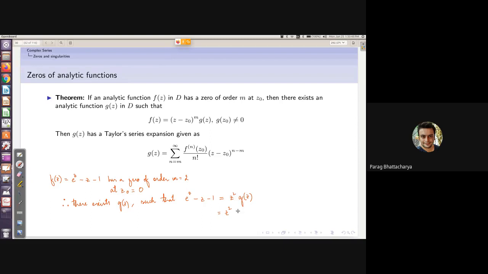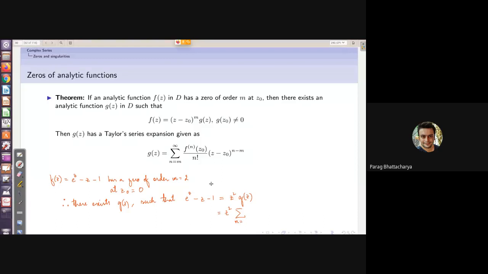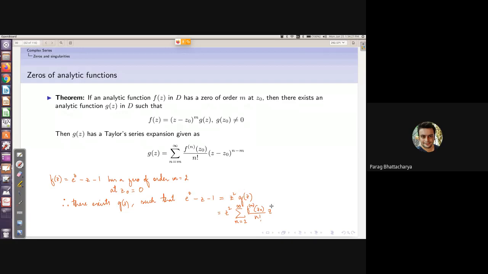Summation, this n, where will it start from? n starts from m. And what is m here? m is 2, so starting n equals 2 all the way till infinity. And then we have f nth derivative at z naught divided by n factorial into z minus z naught. z minus z naught is nothing but z itself. In this case, z minus z naught is z, and n minus m, m is 2, so z to the power n minus 2. So this is what it will be.